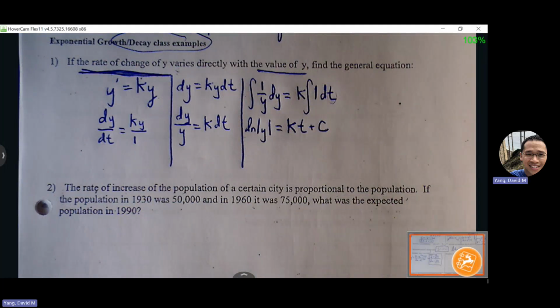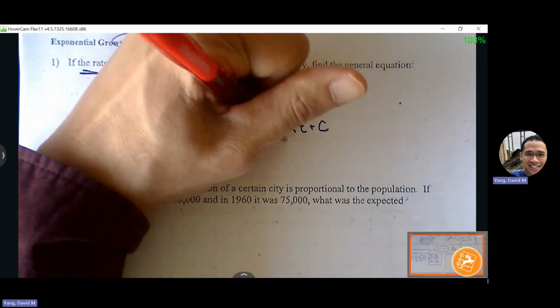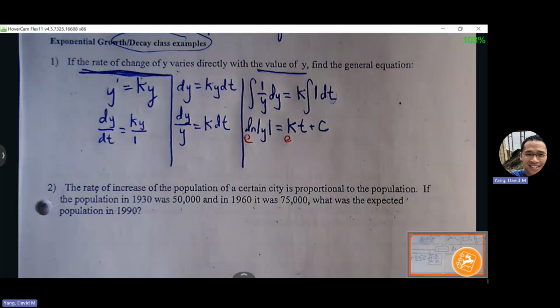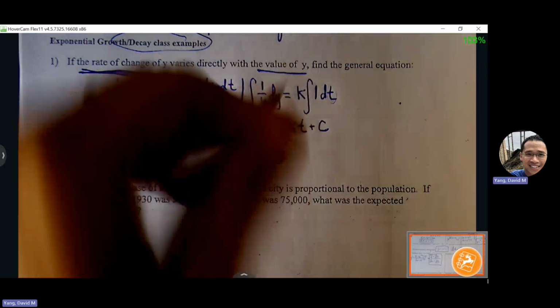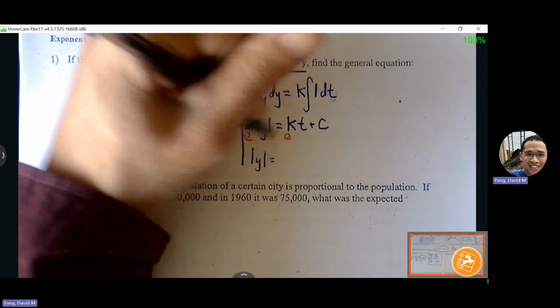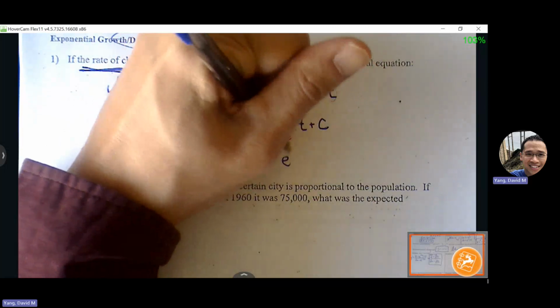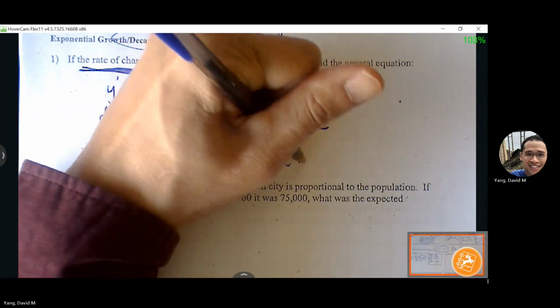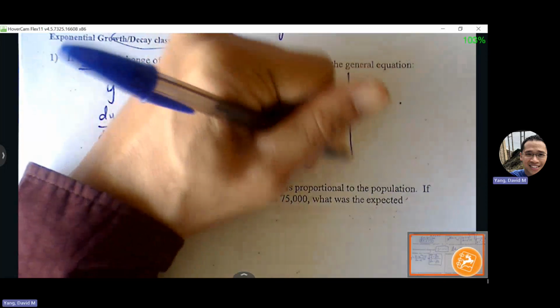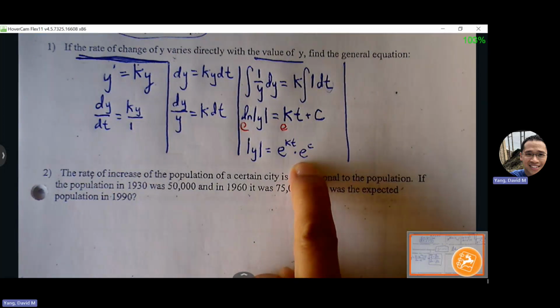All right. I want to solve for y. So to solve for y, I'm going to involve base e. I'm done with the calculus. I'm just trying to get y by itself. E and natural log are going to cancel each other out. I'm left with absolute value of y is equal to e to the kt times e to the c. We know e to the c is just some large constant.